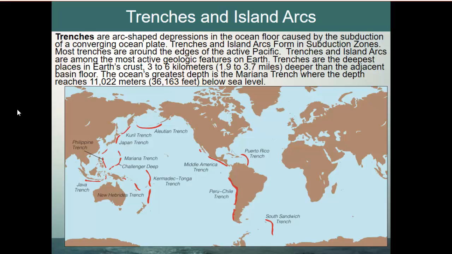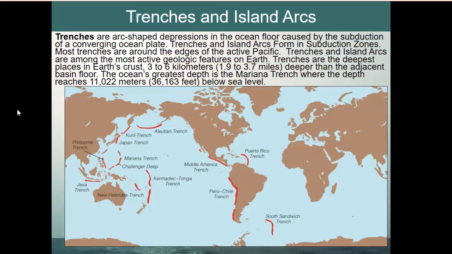All right, the other thing that tectonics does is where we have converging plates, whether it's oceanic and oceanic, or oceanic and continental, those two converging plates are going to create trenches. Trenches are arc-shaped depressions in the ocean floor caused by the subduction of converging ocean plates. Trenches and their associated island arcs form in subduction zones. Most trenches are around the edges of the active Pacific, and the trenches and island arcs are among the most active geologic features on Earth.